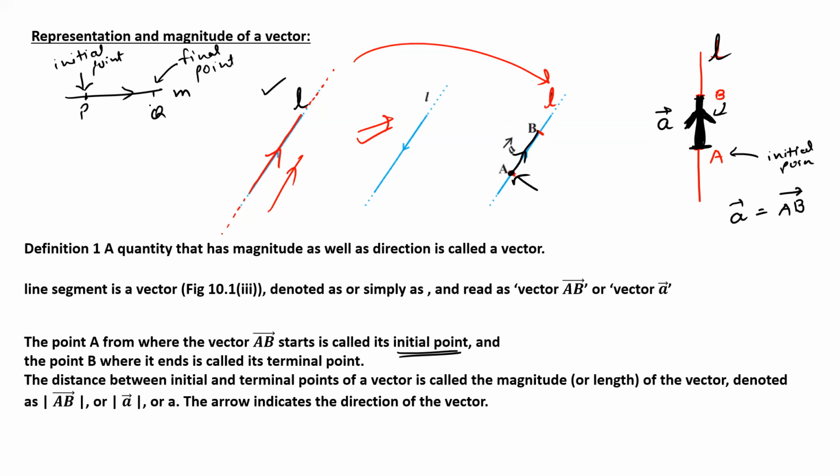Where the arrow is there, towards that point, is called the terminal point, the final point. So here we will always use terminal. I wrote final point, I should write terminal point. Initial point and terminal point.